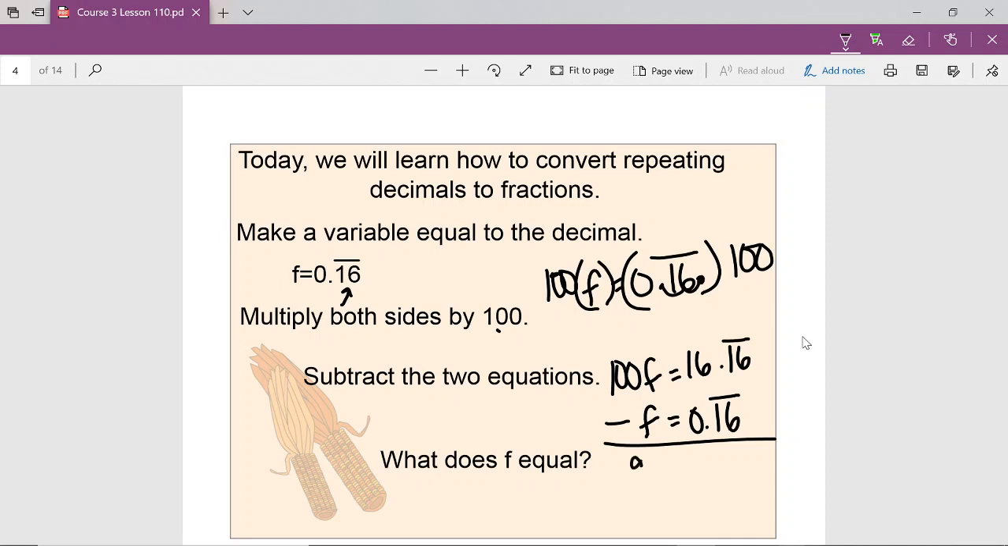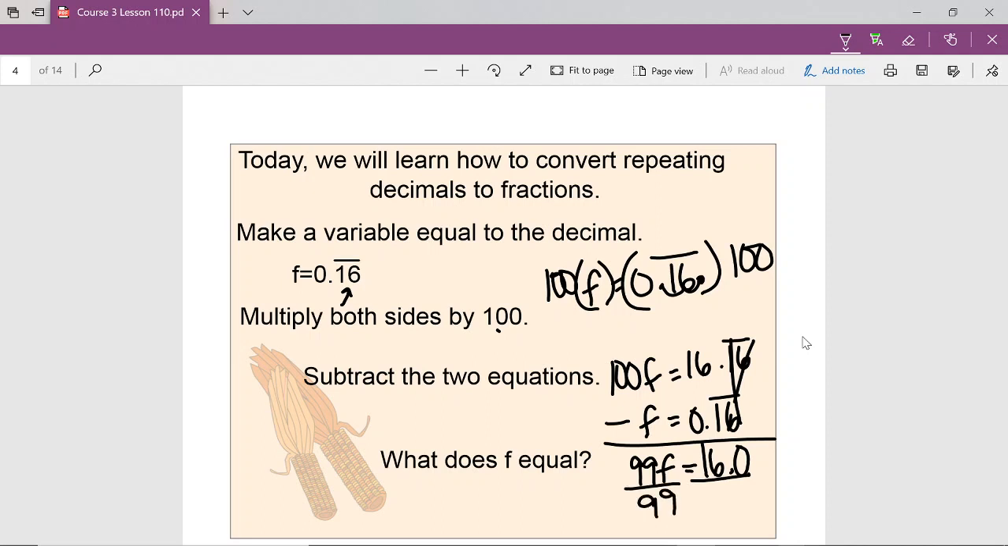100f minus f is 99f. And when I have this 16.16 minus 0.16 repeating, both of those are going to cancel out, and we get 0 left in the decimal and 16 in our whole numbers. And then I go ahead and divide.